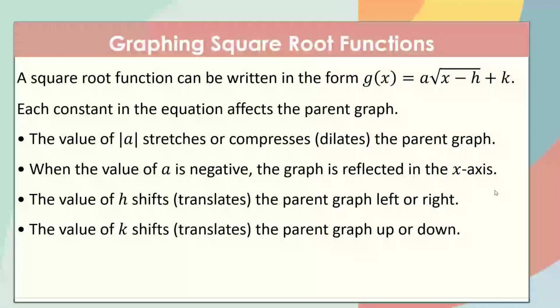The general form for a square root function is g of x equals a times the square root of x minus h, plus k. A is a vertical stretch or compression, and if a is negative, it's reflected in the x-axis. H is your horizontal shift, and k is your vertical shift.